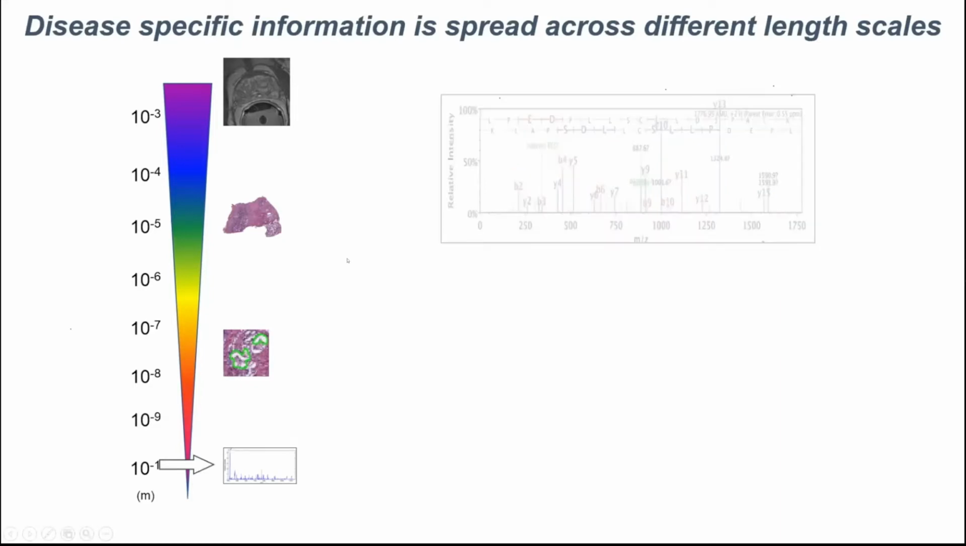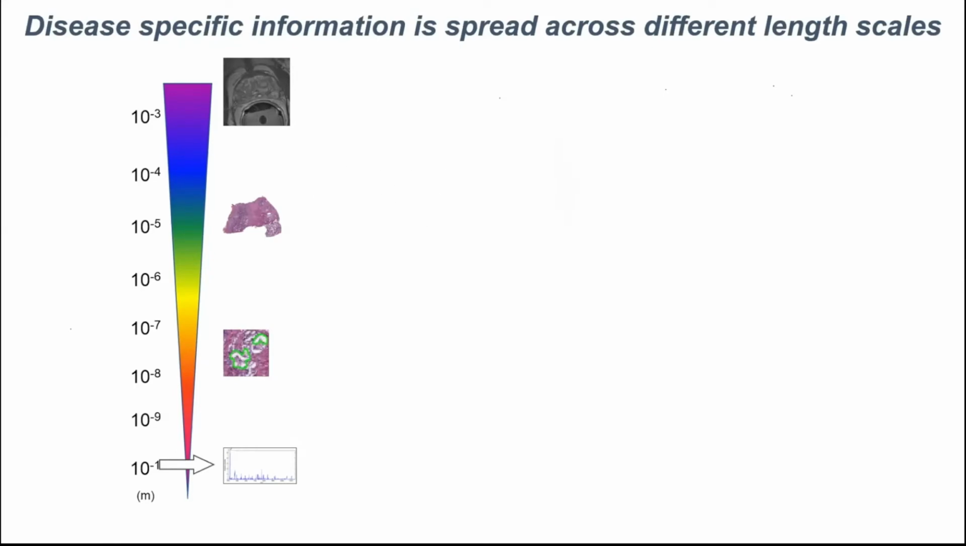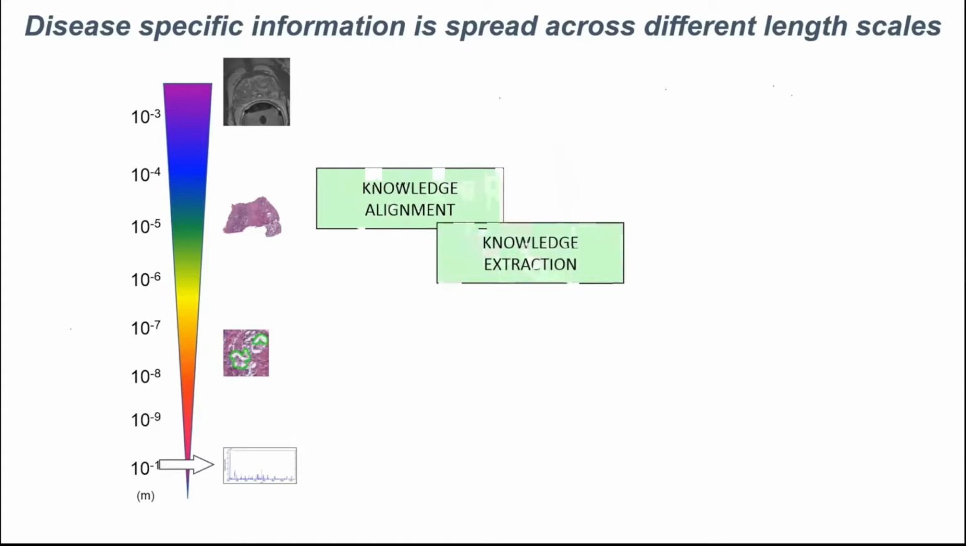And the question that we've been asking at the Center for Computational Imaging and Personalized Diagnostics at Case Western is, how do we take advantage of the plurality of this information? How can we start to integrate, combine all of this information across different length scales? What are the kinds of features?